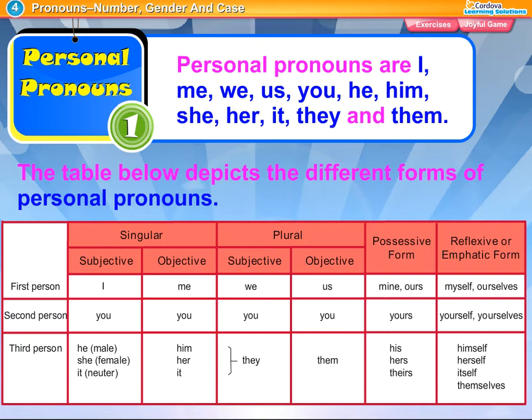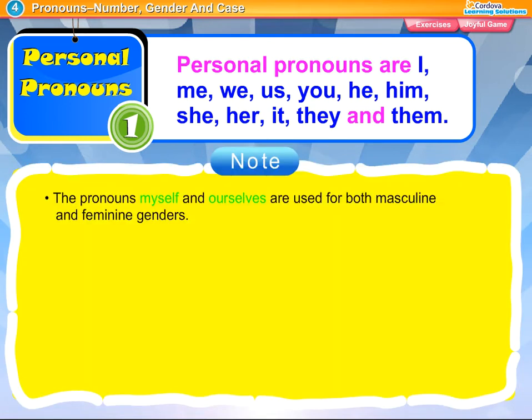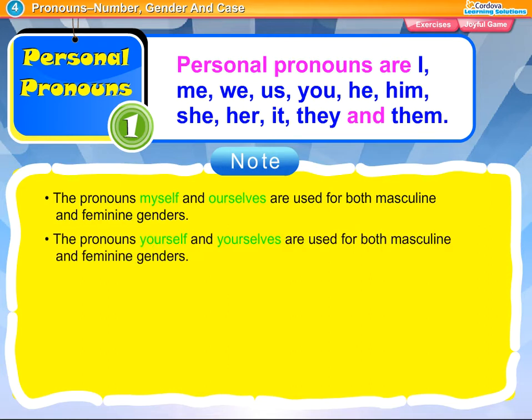Third person: he, male, him. She, female, her. It, neuter, it. They, them. His, himself. Hers, herself. Theirs, itself. Themselves. Note: the pronouns myself and ourselves are used for both masculine and feminine genders.